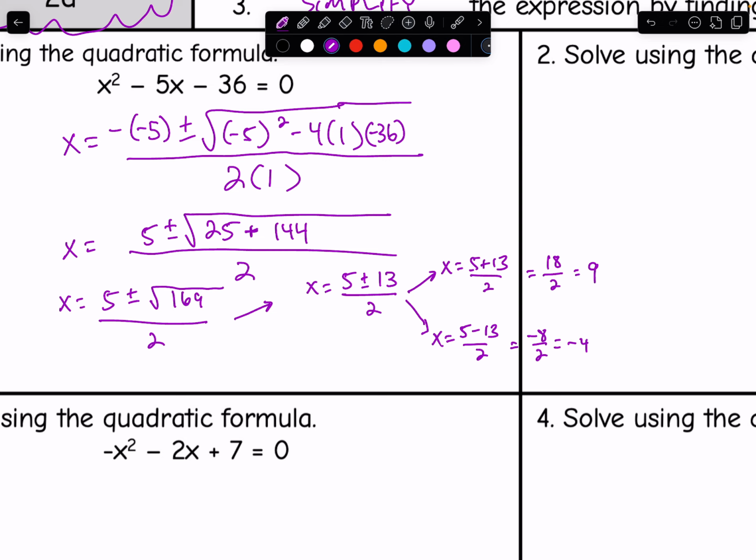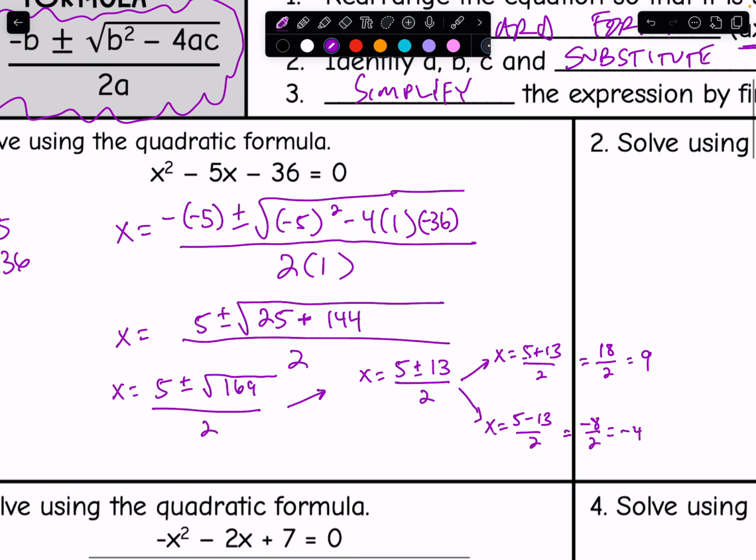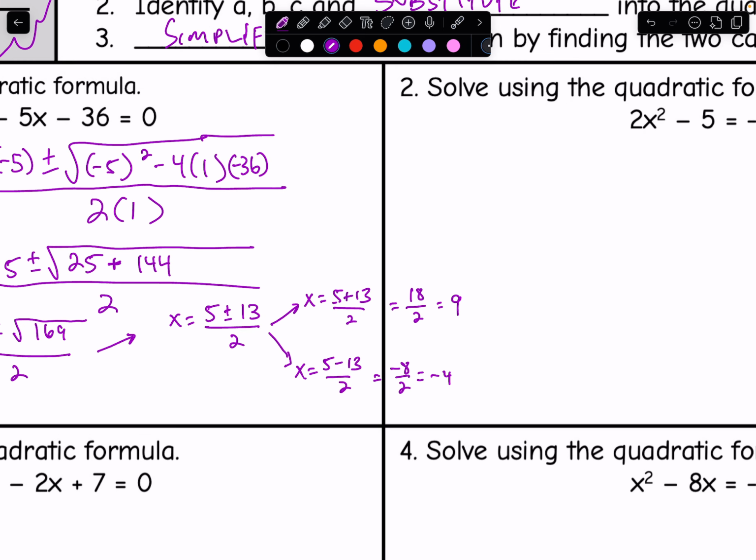So those are the x's that make this a true statement. If I take negative 4 and I plug it in here and here, I'll get 0 equals 0. If I take 9 and plug it in here and here, I'll also get 0 equals 0. So those are our solutions. You can write them as x equals 9 and negative 4.